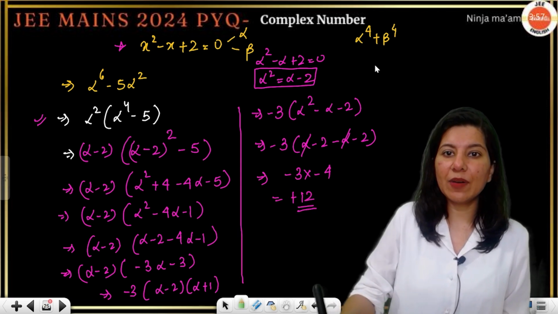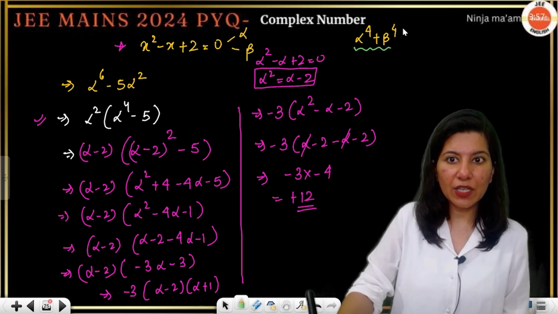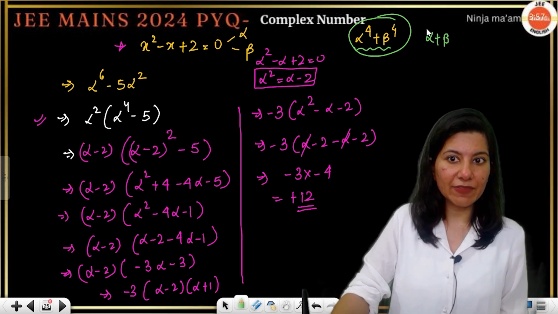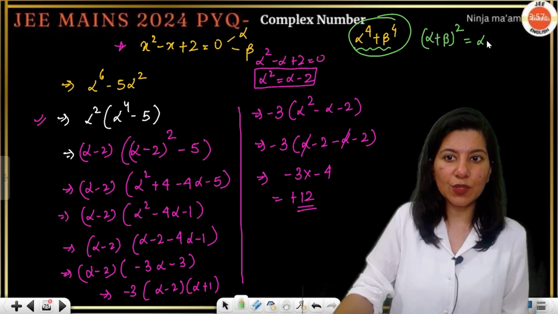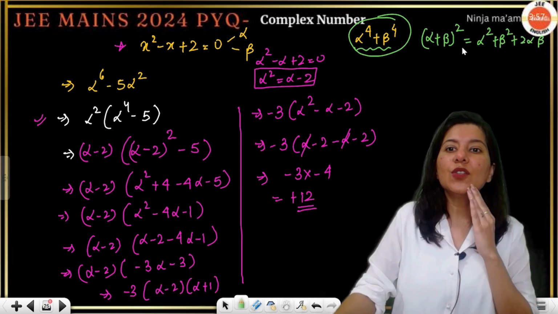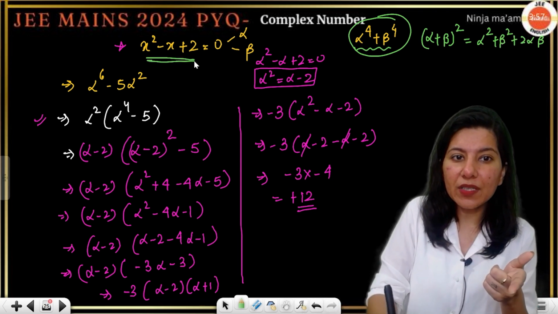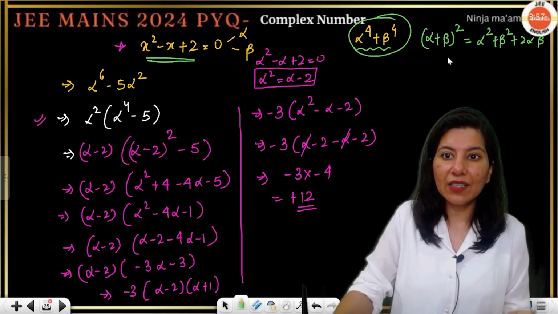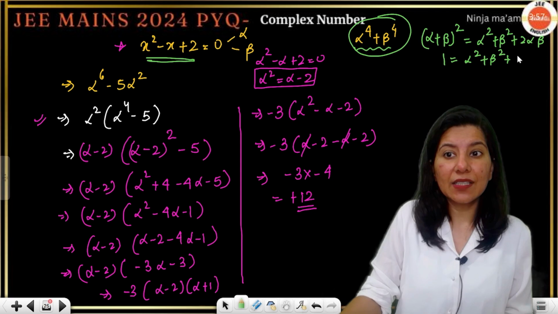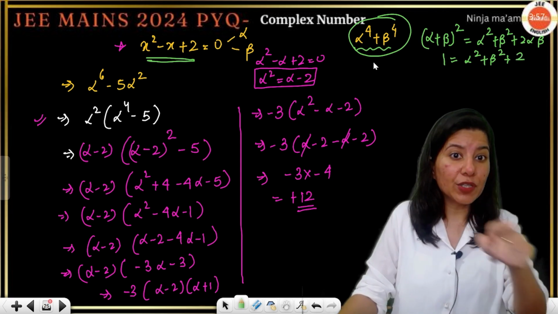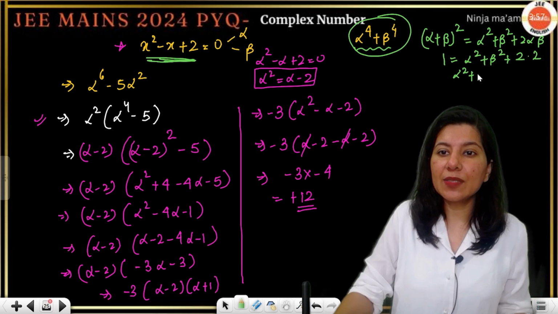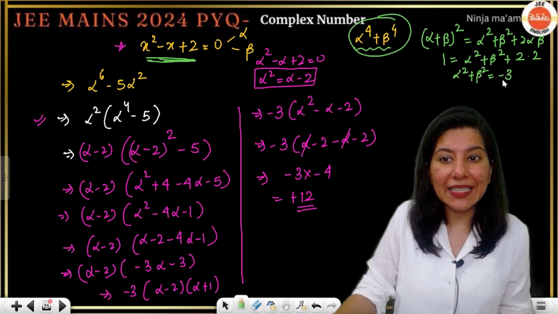Alpha power 4 plus beta power 4. To get this, we need to talk about alpha plus beta first. We know that alpha plus beta whole square is alpha square plus beta square plus 2 alpha beta, correct? You know that alpha plus beta from here, sum of roots, is 1. So 1 is equal to alpha square plus beta square plus 2 alpha beta. Product of roots from here is 2 by 1, 2. So alpha square plus beta square is coming out as minus 3.